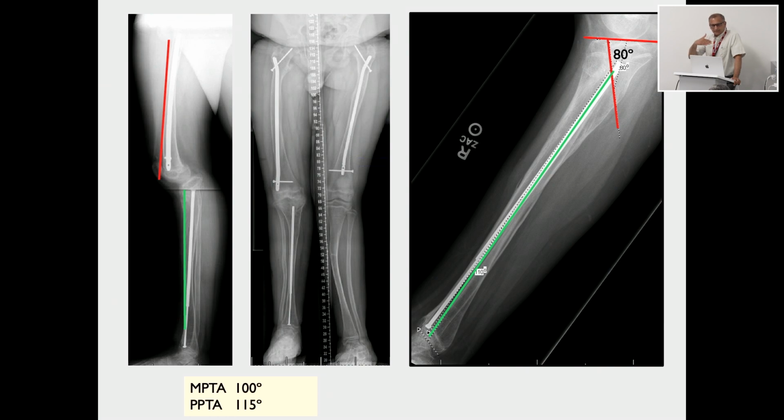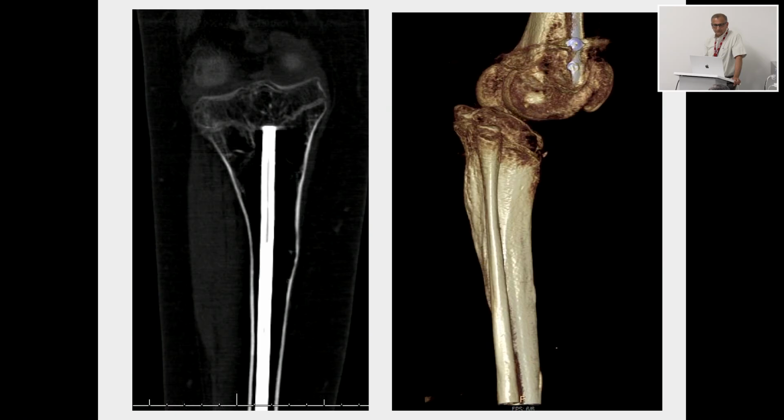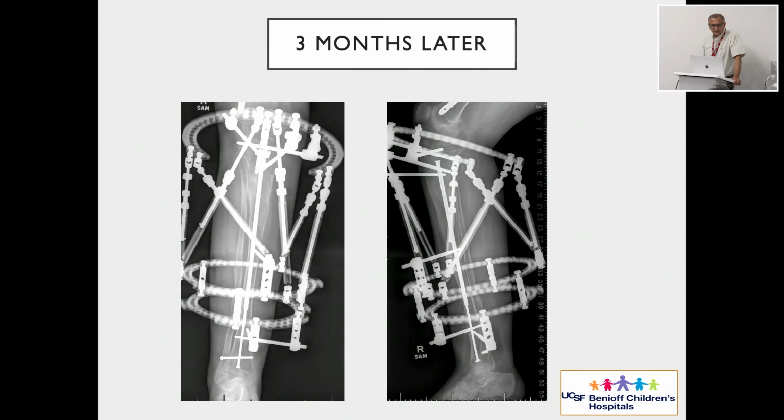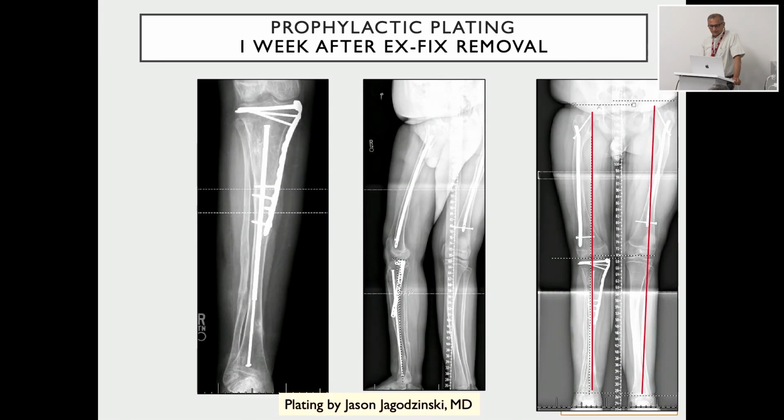And they've got a lot of recurvatum, but he's got a nail in there. So you either try taking out the nail, or you can cut the bone around the nail. So I think a jigsaw is a great tool to use for that kind of situation. So here we pass the saw, cut the back cortex, and then use multiple drill holes for the front, and then did gradual correction and straightened out his bone.